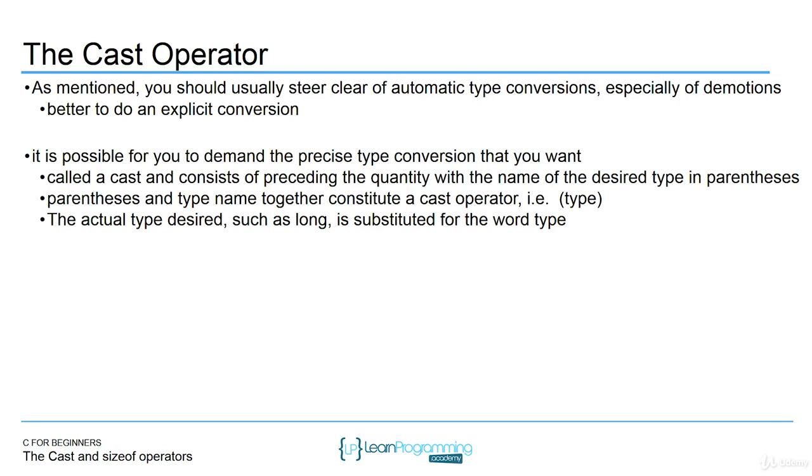This is called a cast, and it consists of preceding the quantity with the name of the desired type in parentheses. So parentheses and type name constitute the cast operator. You do a left parenthesis, then you specify the data type, and then a right parenthesis. That's going to convert whatever expression is to the right of it, or even just a single variable, to whatever is inside the parentheses. So the actual type desired, such as a long, is substituted for the word type.